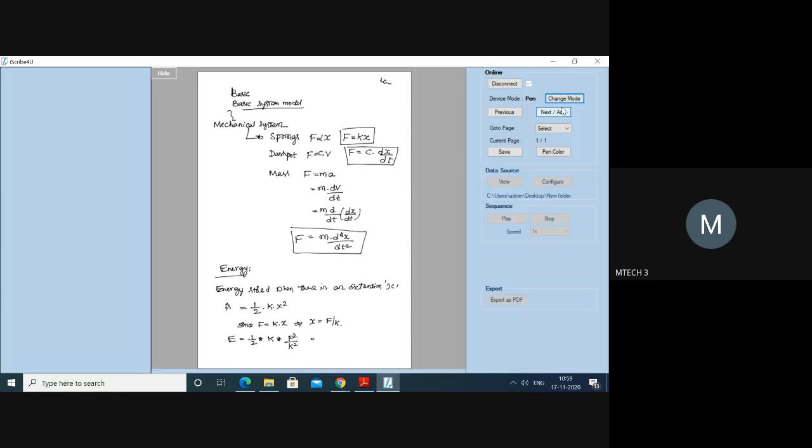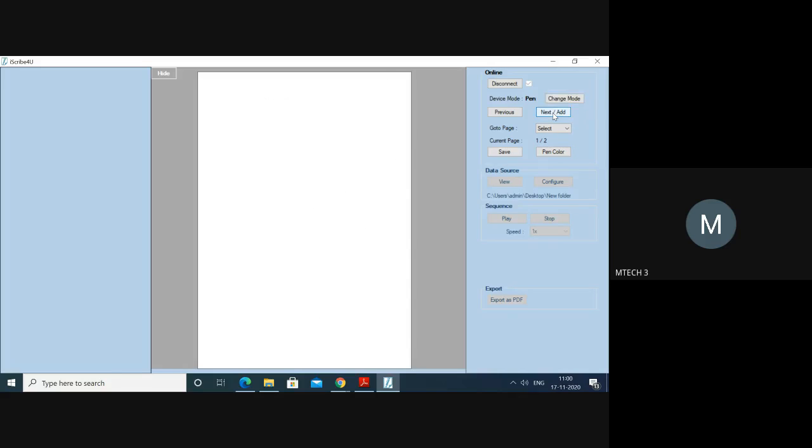So that will be equal to half into F square by K. So this is the equation, half into F square by K, which is the amount of energy stored in the spring. So this is the first one. Then next, what is the energy stored in the mass when it is moving at a velocity v?